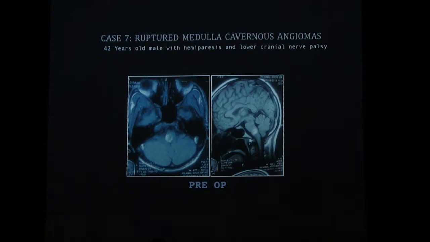So this is another case of a 42 years old male with hemiplegia and lower cranial palsy. You see here, cavernoma is in the medulla. This is again the most horrible thing. How to approach this problem? To where? Because again, you cannot go from here, right? A corticospinal tract is in the anterior. So anyway, midline. Midline is very important.